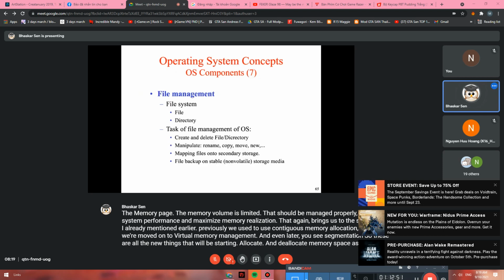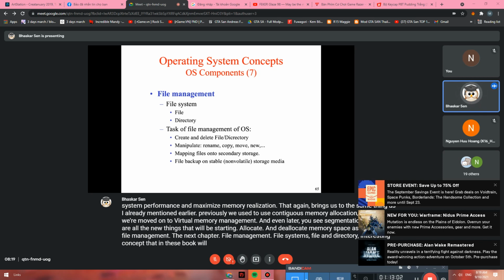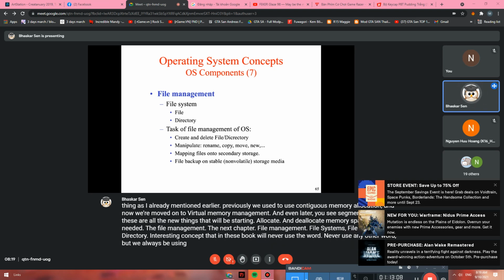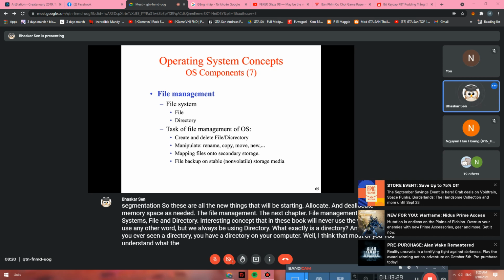The next chapter is file management: file systems, file and directory. An interesting concept is that in this book we'll never use any other word, we'll always be using directory. What exactly is a directory? Have you ever seen a directory? Do you have a directory on your computer? Well, I think most of you understand what a directory is. A directory is what you guys call a folder.